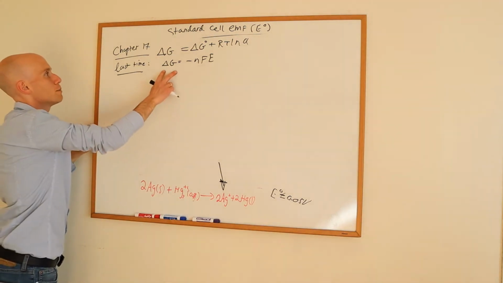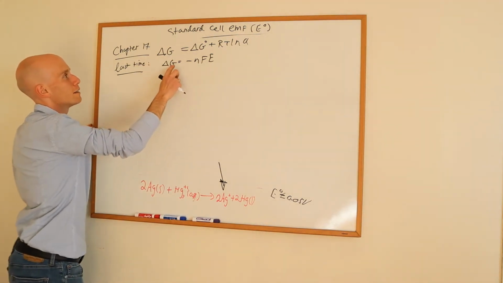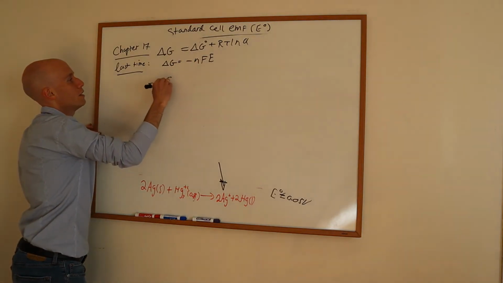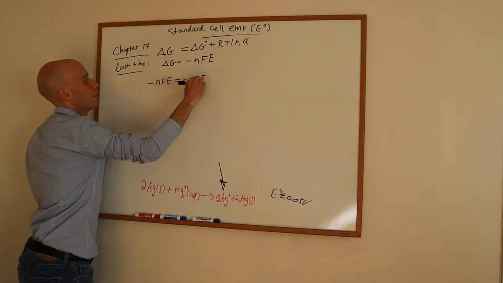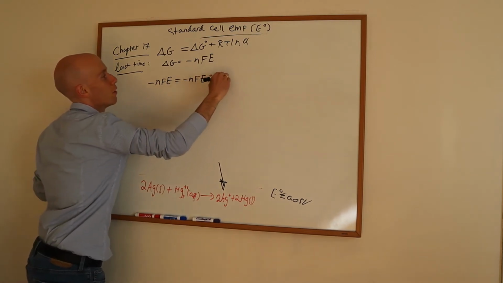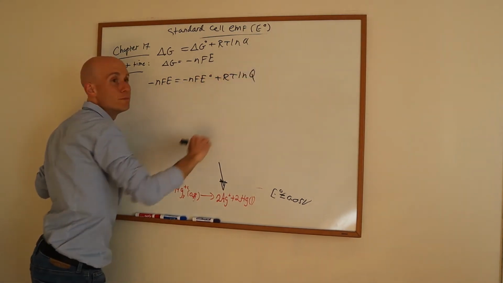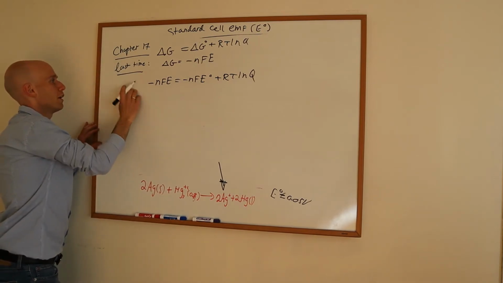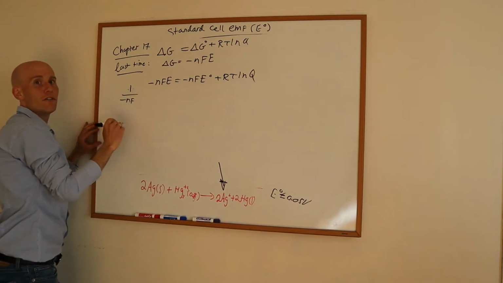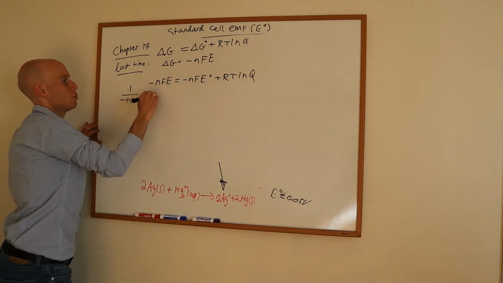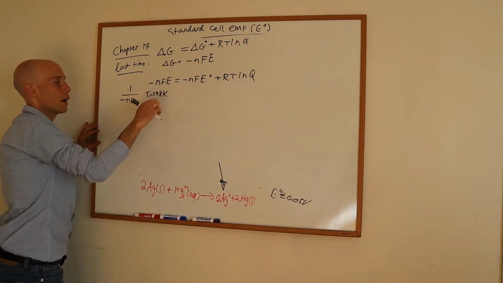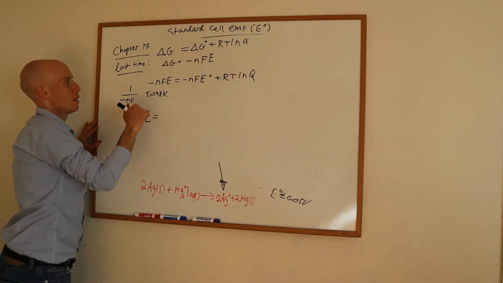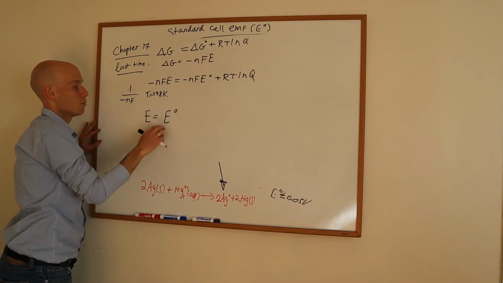Now, if I were to substitute this value here and the standard version of this here, I would get negative NFE is equal to negative NFE standard plus RT ln Q. And now if I divide through by negative NF and I set T to be 298 K, okay, I can solve for E. And I get that E here is equal to standard E, which I have.